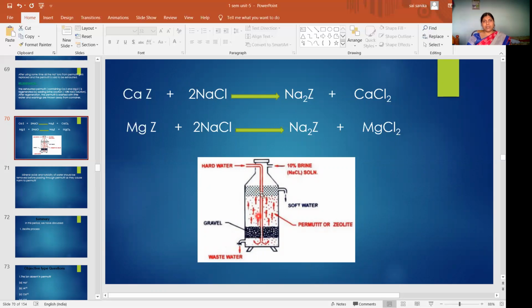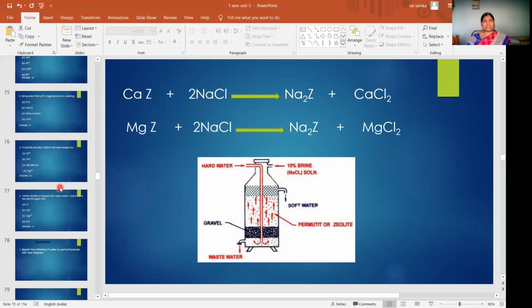That soft water will come above, and after some time this zeolite will exhaust, and this exhausted zeolite will be regenerated by passing 10% NaCl solution, that is brine solution. Then again permutit is regenerated. Like this we will do the zeolite process, and after regeneration we have to wash this zeolite with little water. Okay, this is about zeolite process.